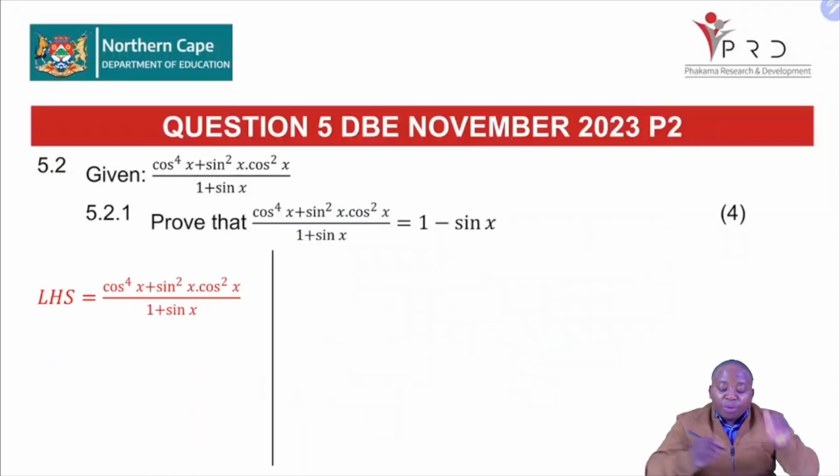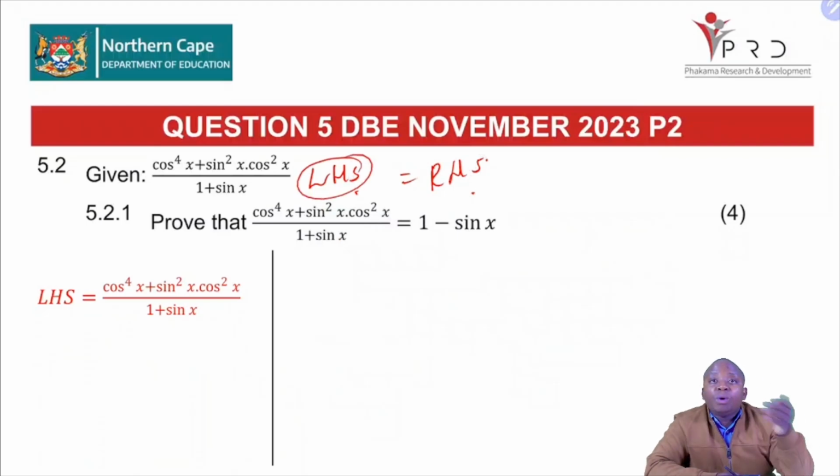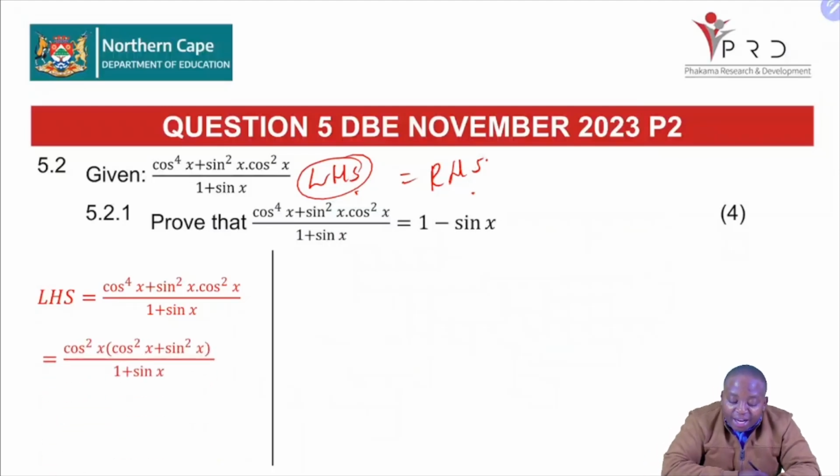Now, we are going to pick up the side that is more complex. If we check between the right-hand side and the left-hand side, because this side is the left-hand side, and that side is the right-hand side, we can see that the left-hand side is more complex. So we need to pick up that left-hand side, and we are going to work and simplify it.